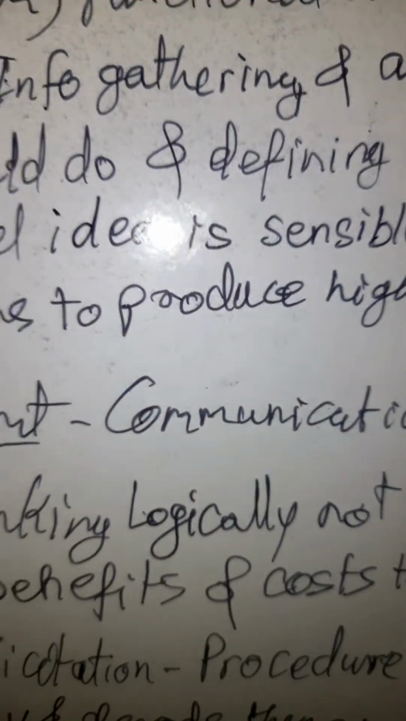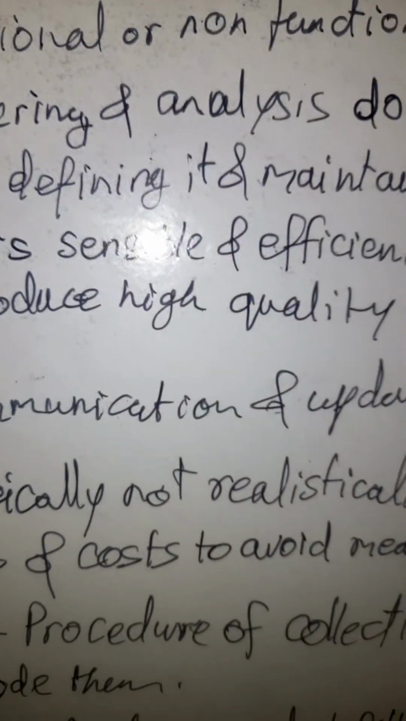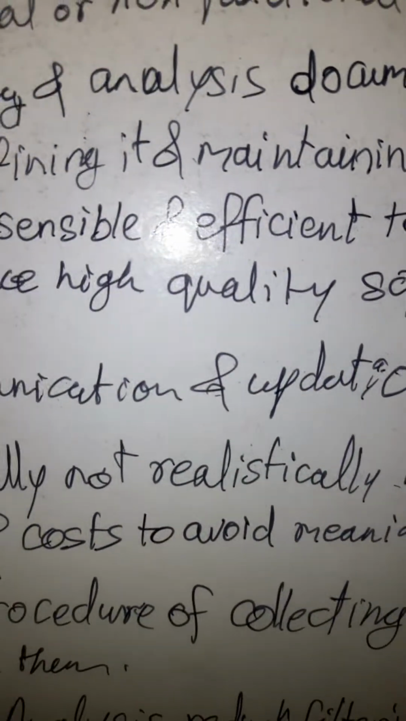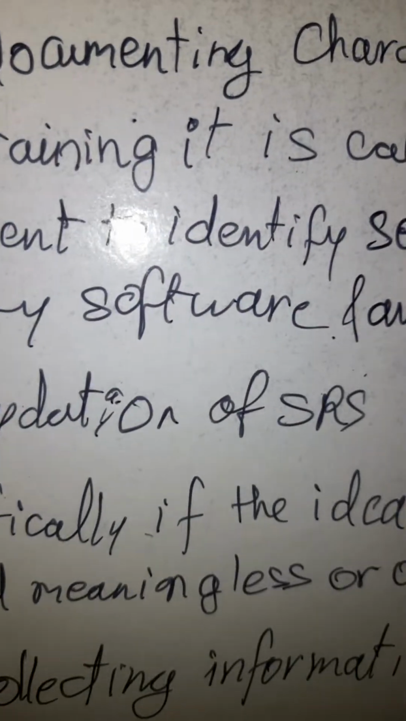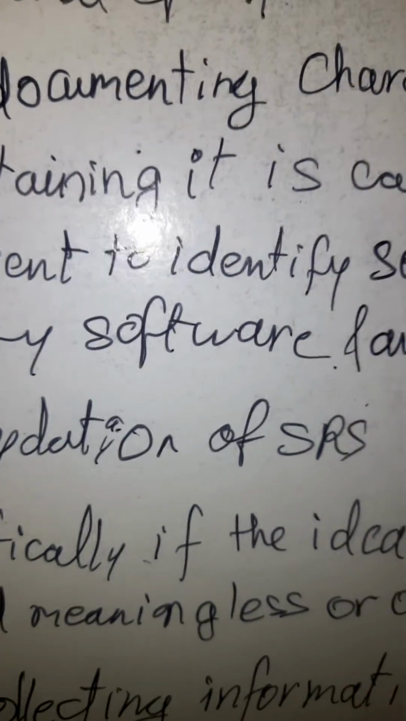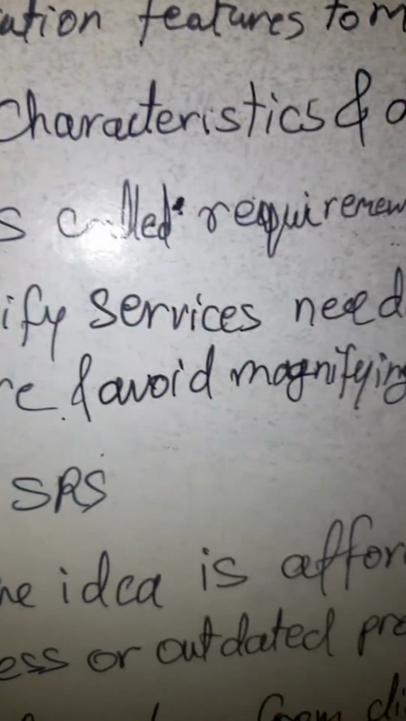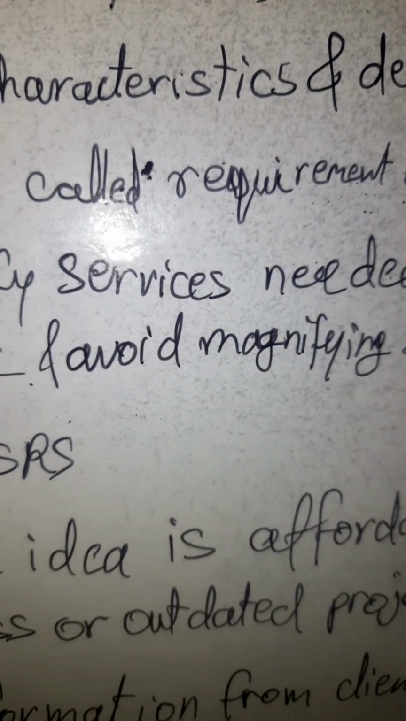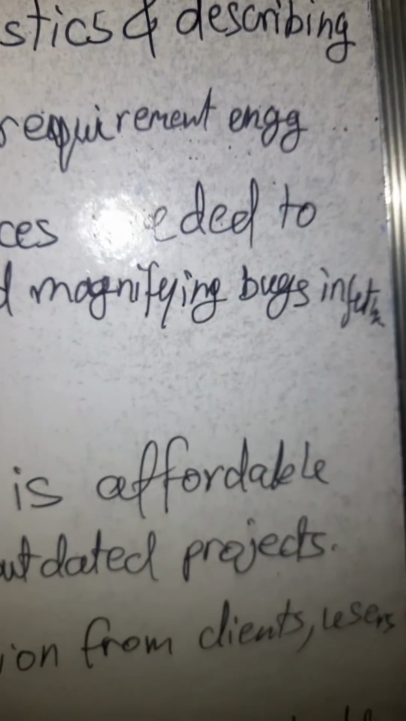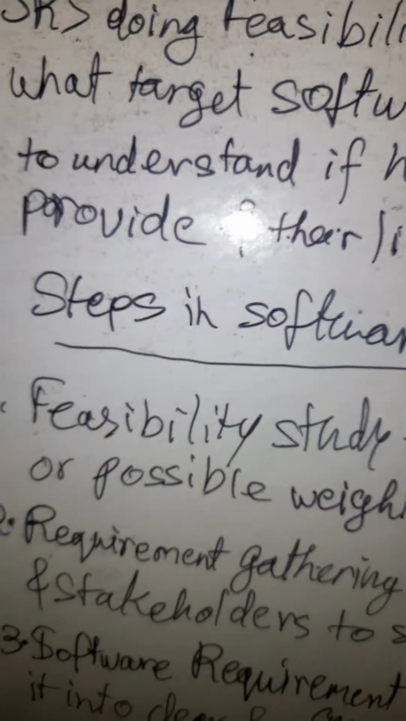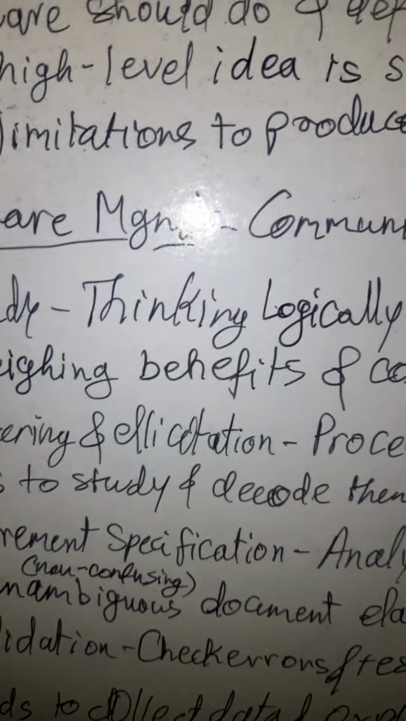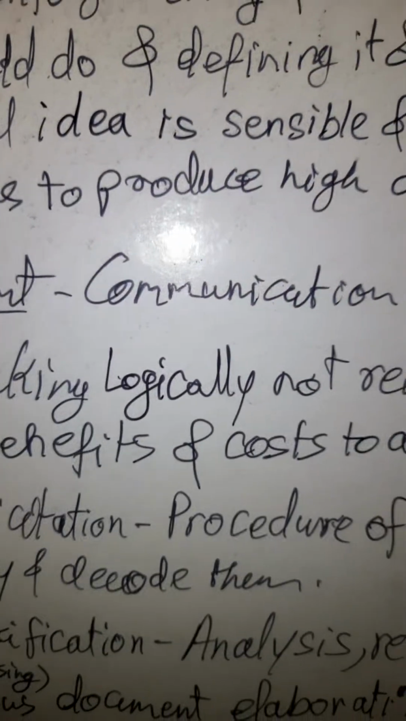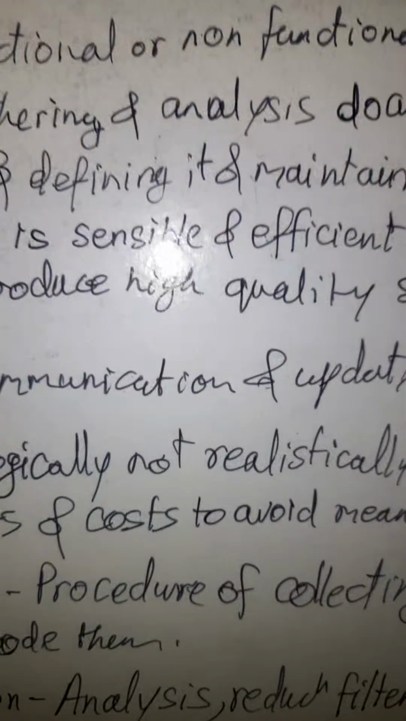Information gathering and analysis: research and filtering the research, reducing the noise, reducing the useless information which is just reducing your efficiency and confusing you. So you have to reduce that, and document the characteristics. You have to write the idea, pinpoint the idea, and describe what the target software should do, give its specification and all, and define it.